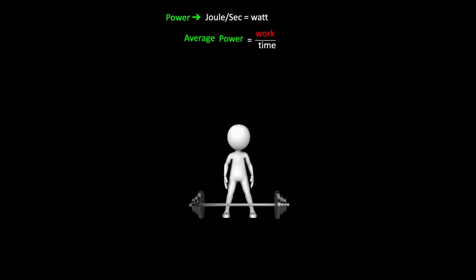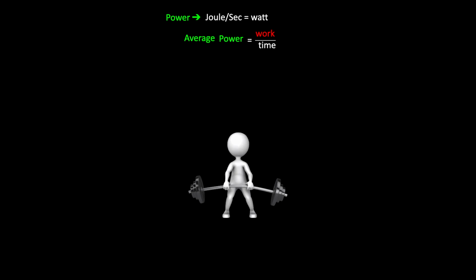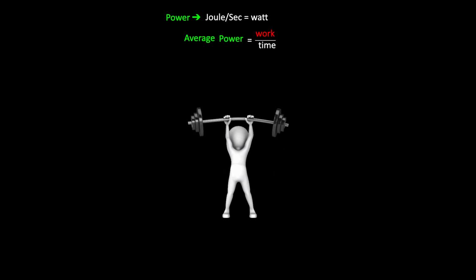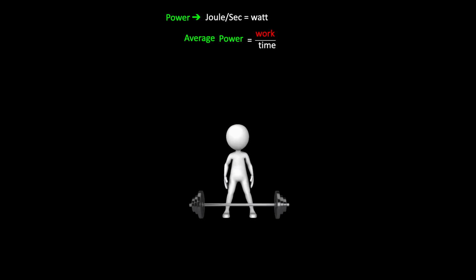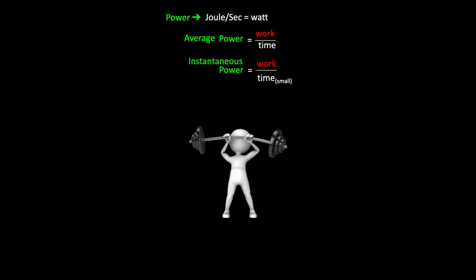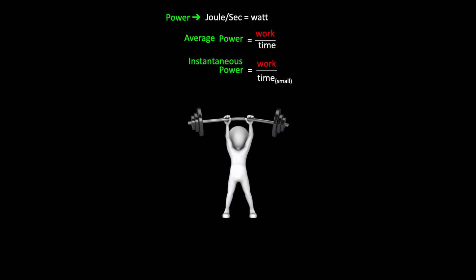If we break the whole lift up into smaller time increments, such that the power over that small increment is consistent, we will define that as instantaneous power, which is consistent over that small time increment.